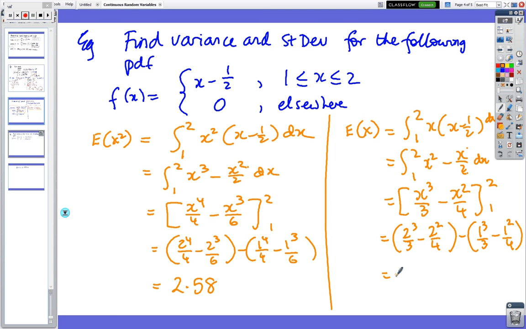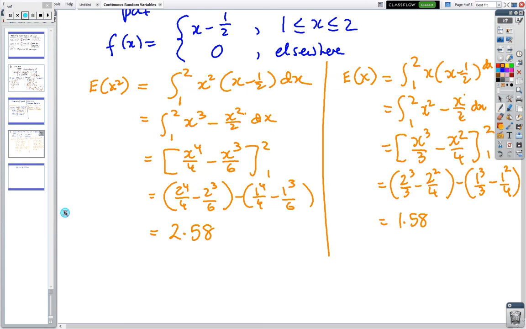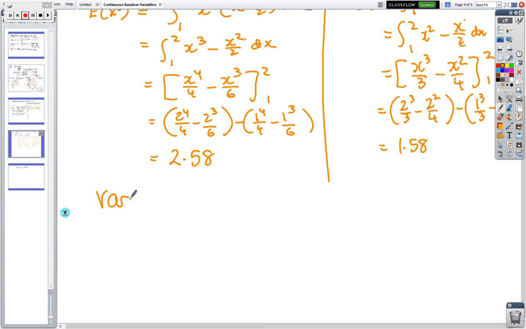So 8 divided by 3 minus 1 minus 1 divided by 3 plus 1 divided by 4. So I get 1.58. Okay, let's move up a bit. So the variance will be 2.58 minus 1.58 squared. It's very small.